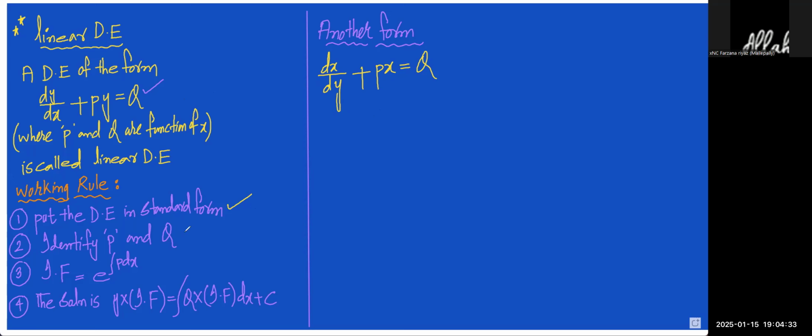Step number 2 will be same. Only in the working rule, step number 3 will be changing. That is, when finding the integrating factor, it should not be e power integral p dx, it should be e power integral p dy, because you can see the variable has been changed. Here y is there, here x is there. That's why the integrating factor has been changed.